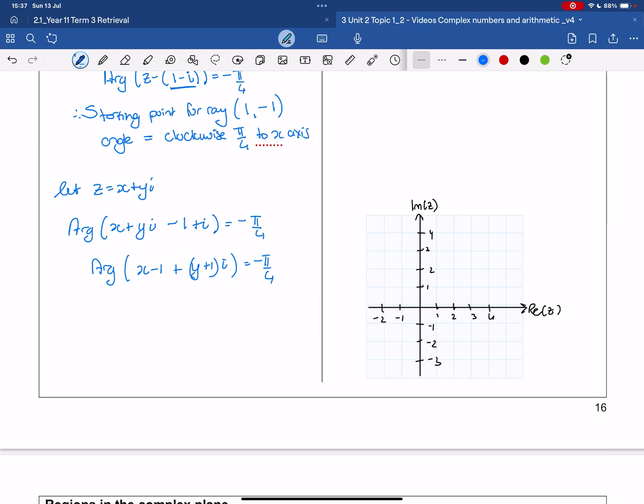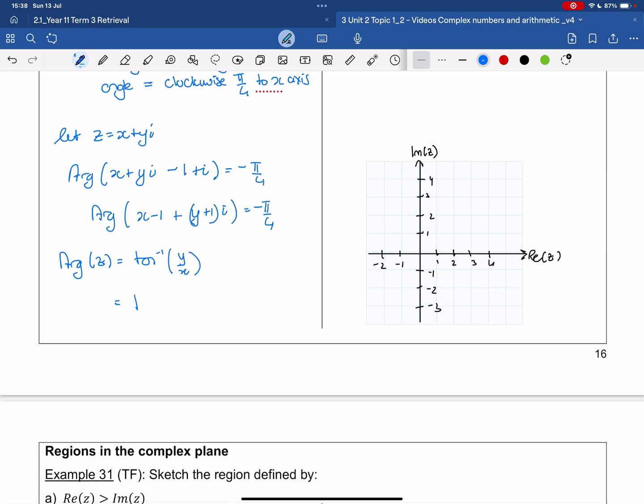However, we also happen to know that the argument is also the inverse tan of y over x. So we know that the argument of z is also equal to inverse tan of y over x, or our imaginary component over our real component. So that's going to be the inverse tan of y plus 1 over x minus 1. And we know that that has to now equal negative pi on 4.